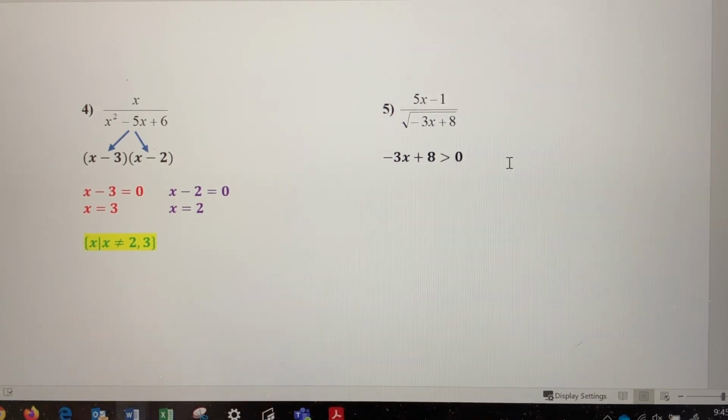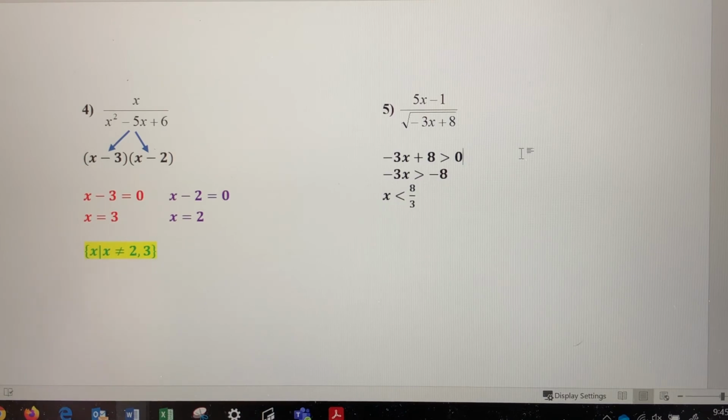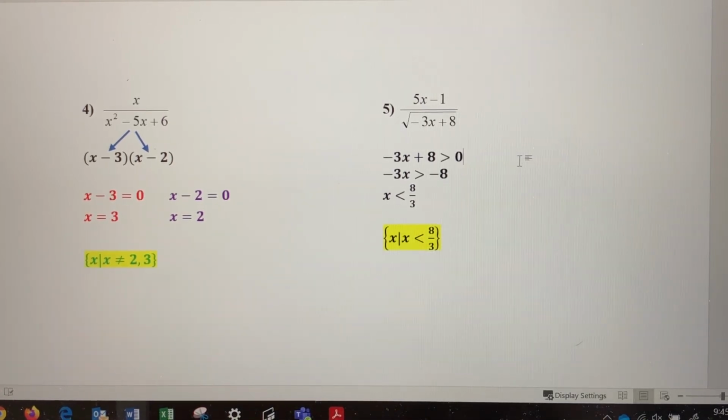Okay. So when we solve that inequality, I'm going to subtract 8 from both sides. Don't forget, I know we're in an upper level class now, but don't forget when you divide inequalities by a negative value, the inequality symbol flips. So x has to be less than 8/3, okay? So that's going to be my domain, all x such that x is less than 8/3, okay?